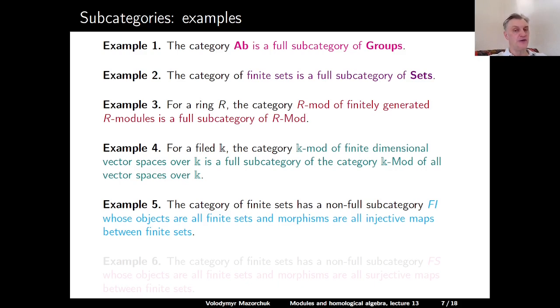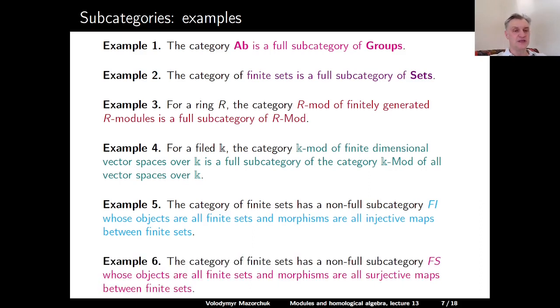and this category of finite sets has a non-full subcategory, which is usually denoted by Fi, which has the same objects as the category of finite sets, but whose morphisms are all injective maps between finite sets. In particular, for the category Fi, there are no morphisms from a set with 10 elements to a set with 5 elements, because there are no injective maps between such sets.